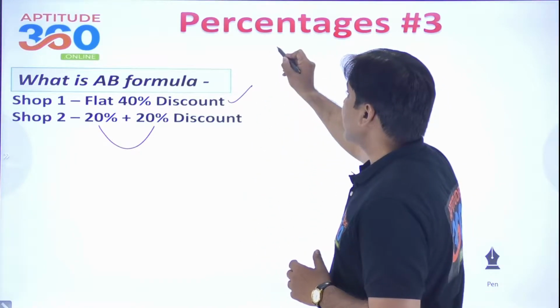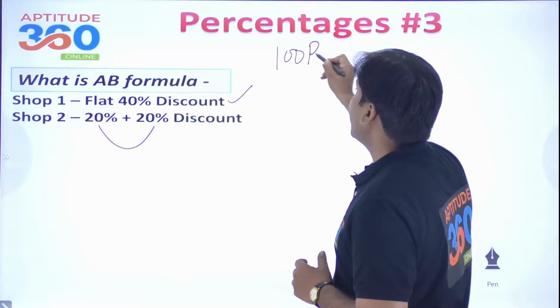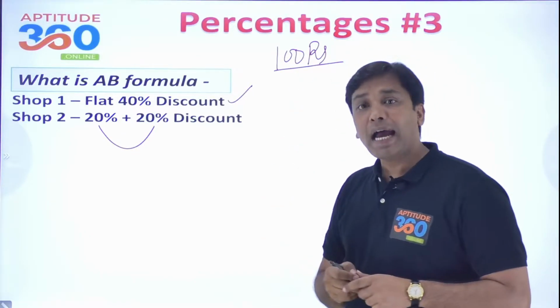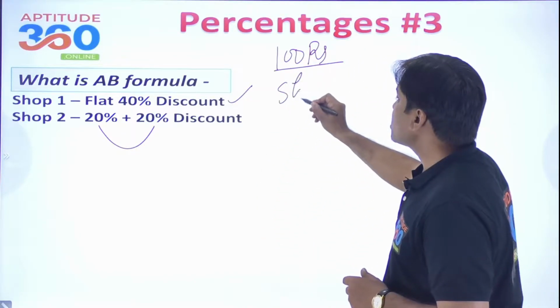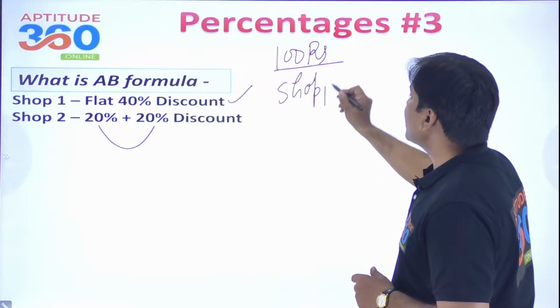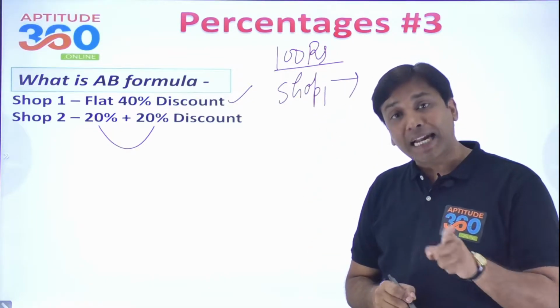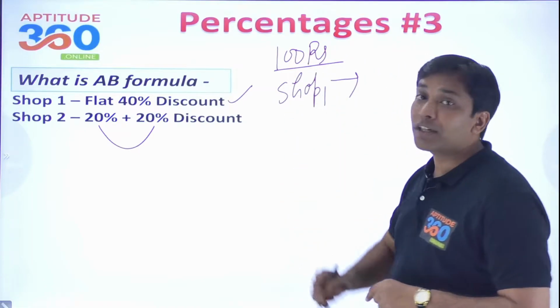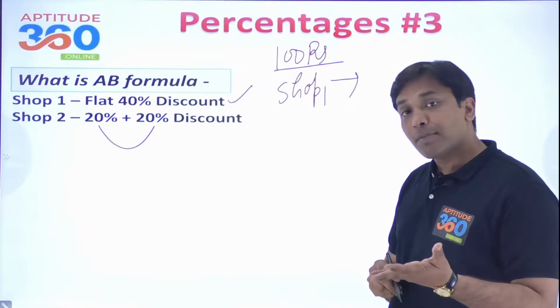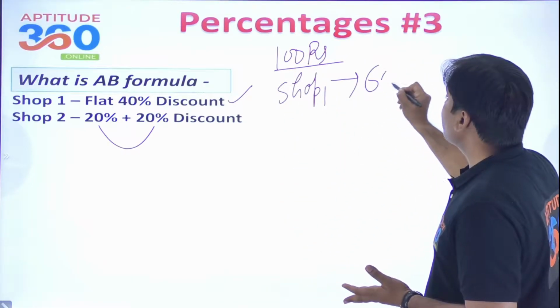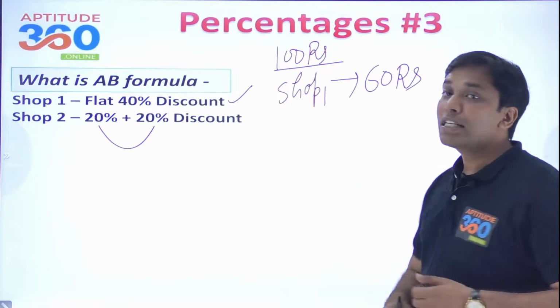How? Say for example, अगर 100 रुपए का कुछ t-shirt है, right? And if you go to shop number 1, shop 1 is giving you 40% flat discount. So 40% of 100 is going to be 40. 40 is subtracted. So the billing price will be coming out as 60 rupees.